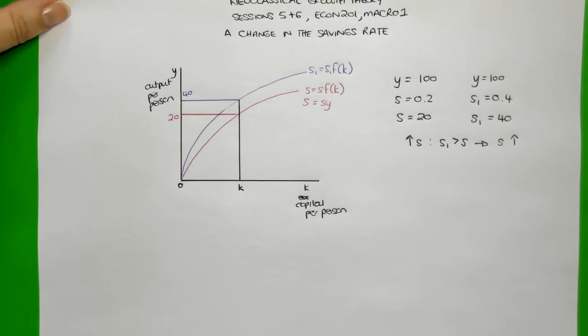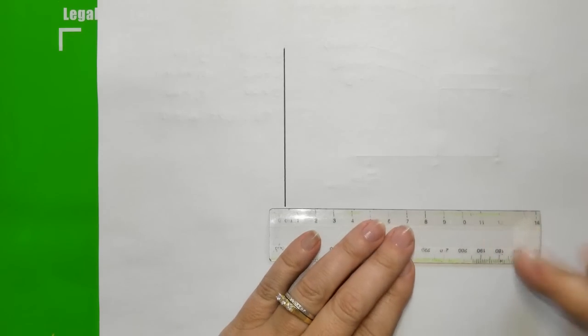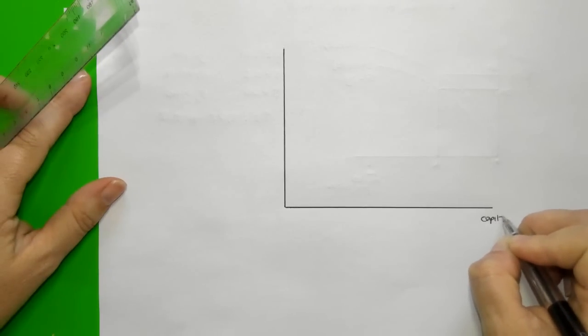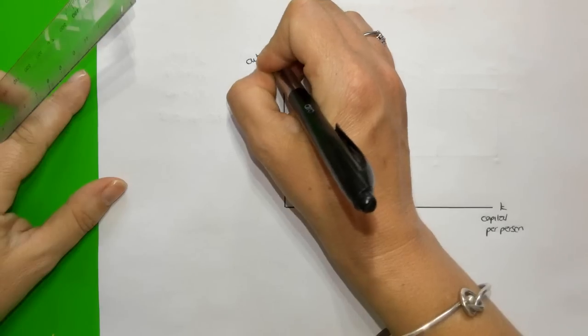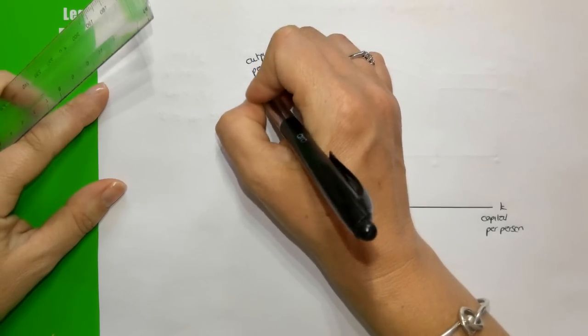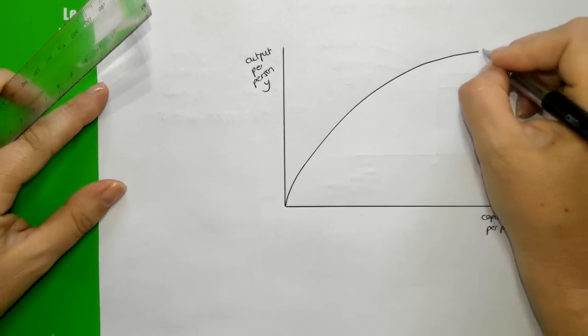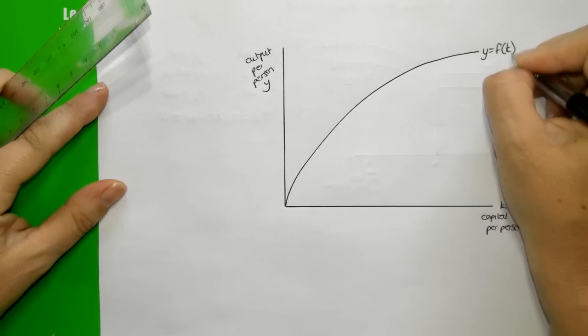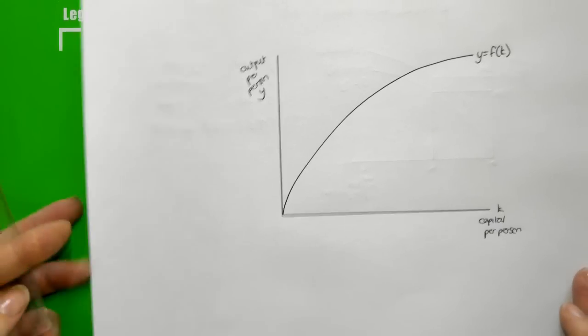What we now want to do is think about how this affects the neoclassical growth model overall. And so what I'm going to do is now draw in the full model, and what we are going to then explain is how the change in the savings rate will affect capital stock per person and output per person. Okay, so we start by drawing our production function. Remember, it's positively sloped. Increases in capital stock per person increase output per person, but at a decreasing rate.